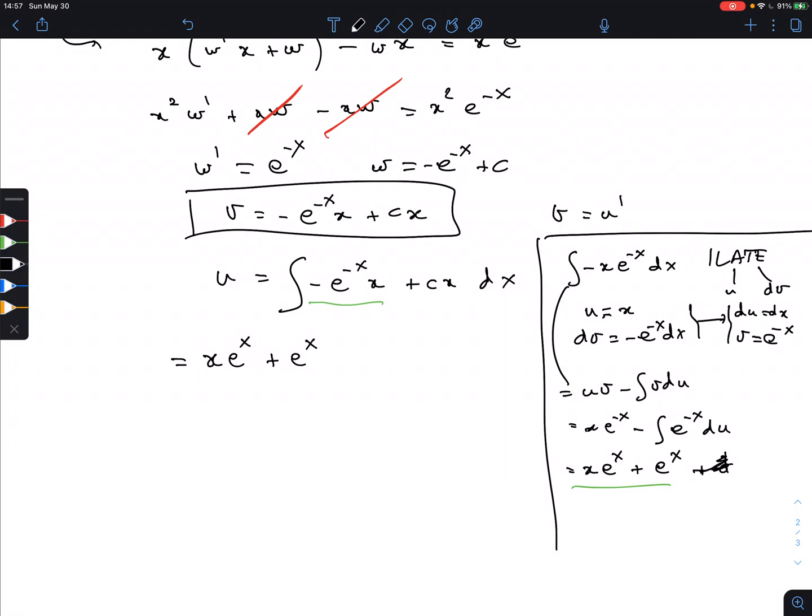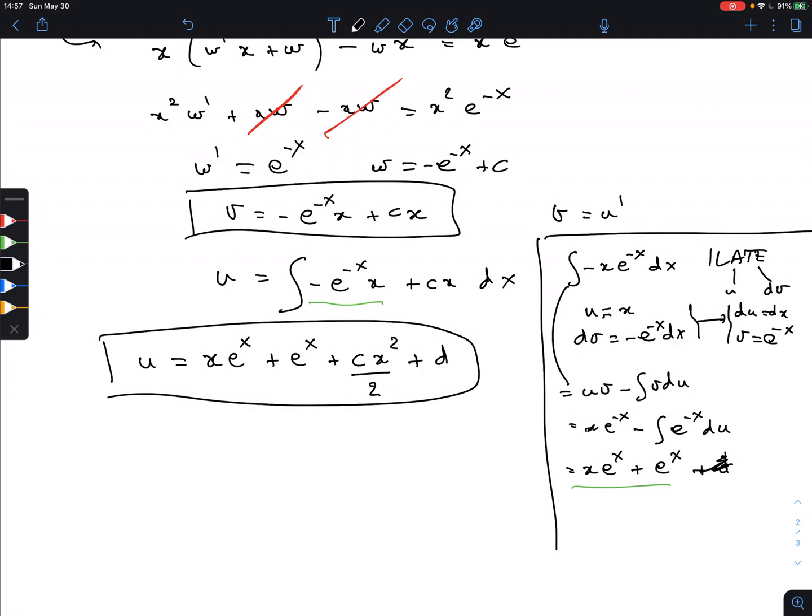What is the antiderivative of this? Well, c is a constant, don't forget. So we get c x squared over 2. And, well, we're integrating, so we have a new constant. Let's call this d. What we have is this u, and u depends on two constants. We know that is what's supposed to happen. Now, it's not y yet, but we are almost there.